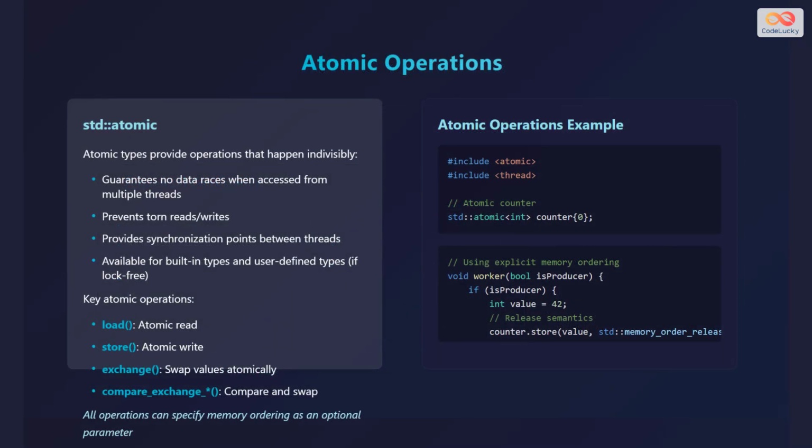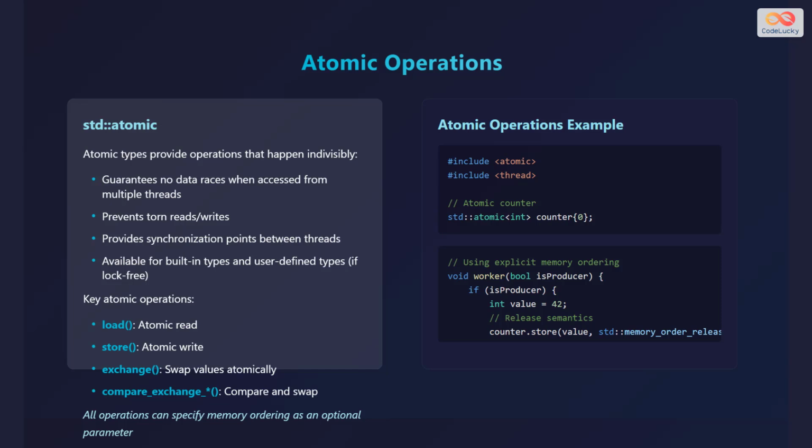Atomic types, which are part of the standard atomic template, provide operations that happen indivisibly. This guarantees no data races when accessed from multiple threads, and prevents torn reads and writes. It also provides synchronization points between threads, and is available for built-in types and user-defined types, provided they are lock-free.